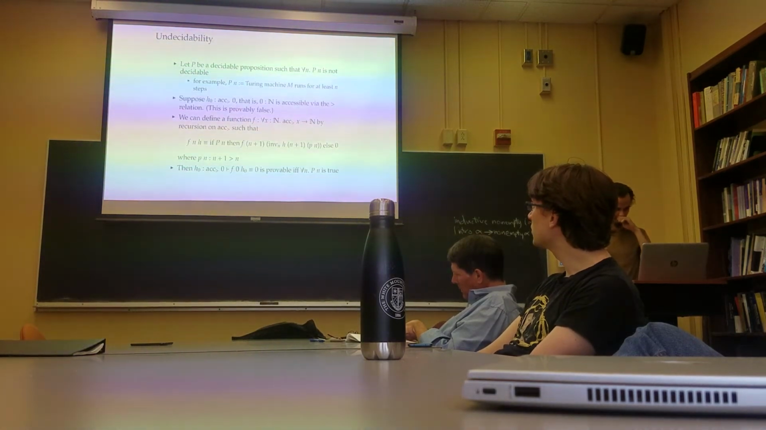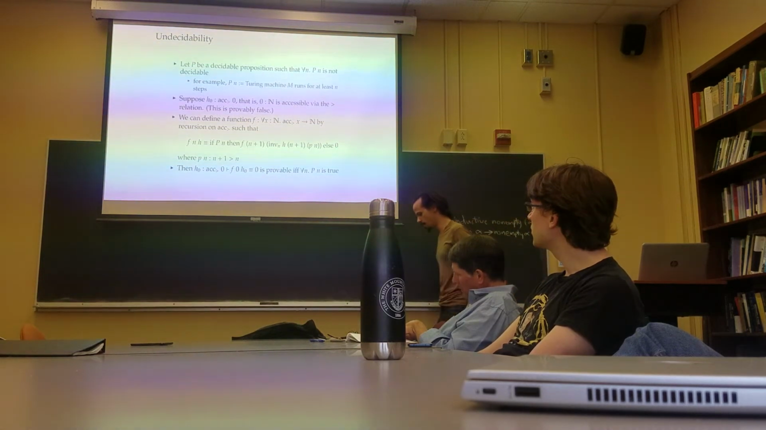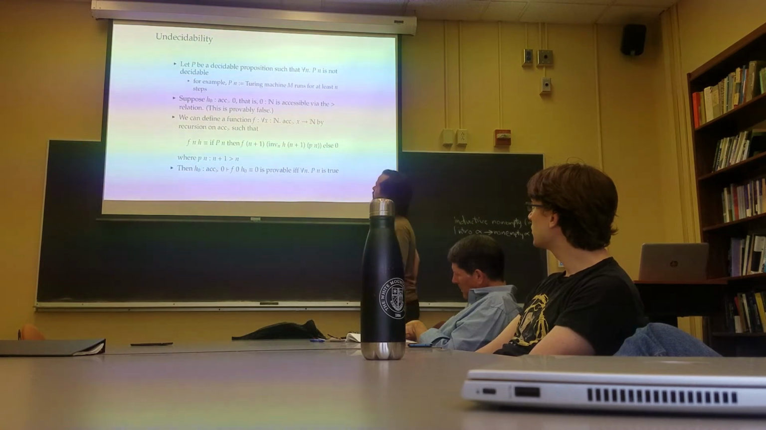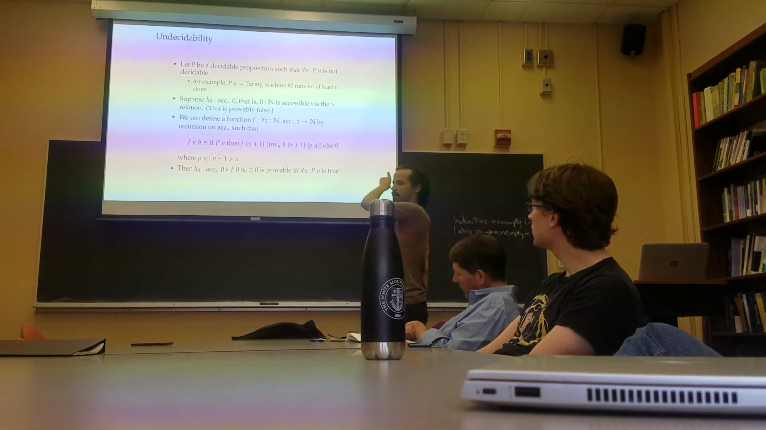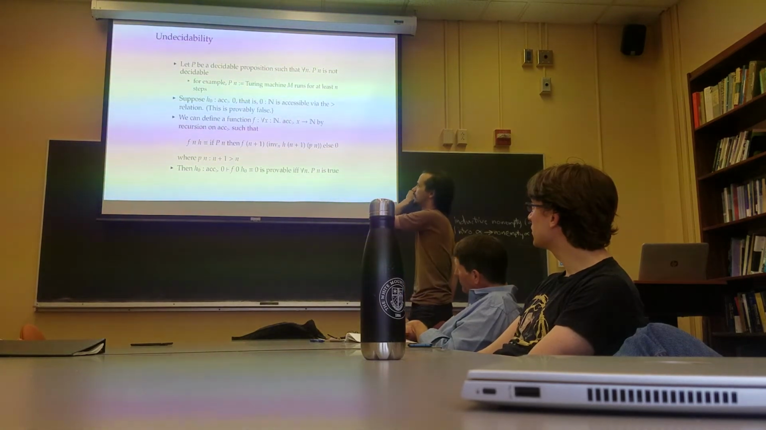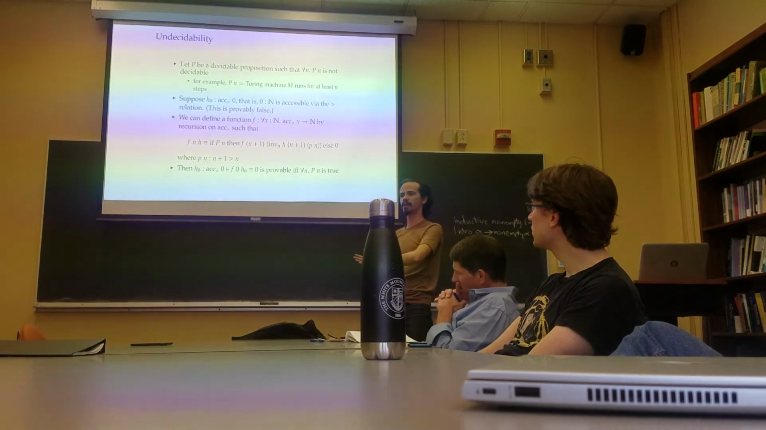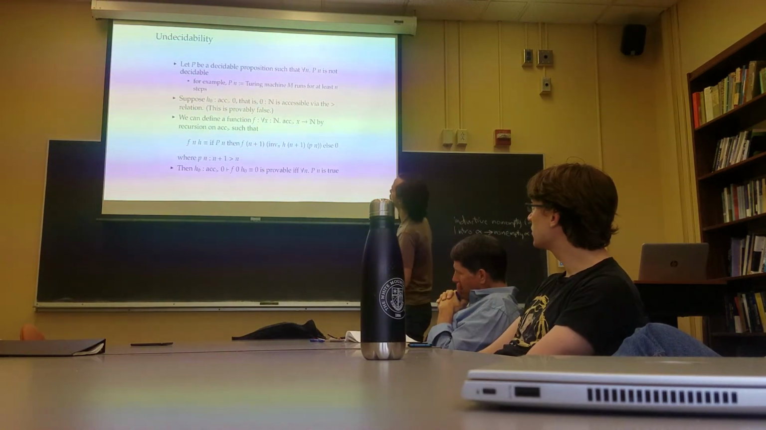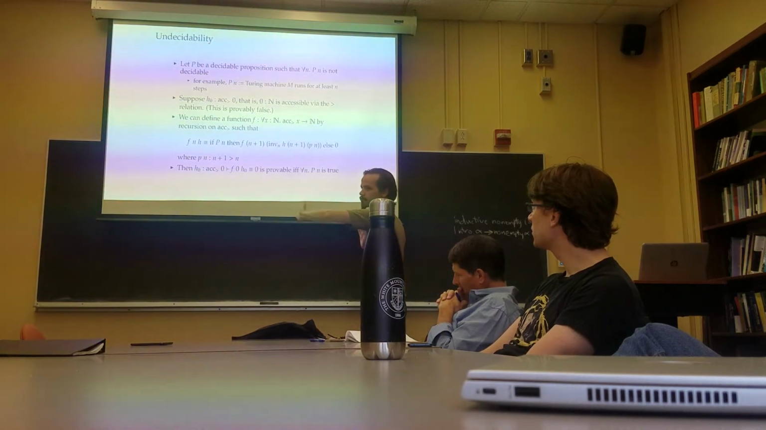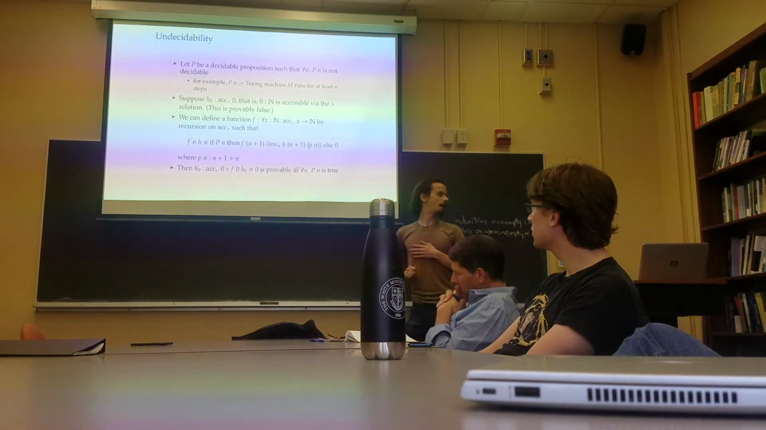Let me see if I can explain this. So let's suppose that we have a decidable proposition P, but for all n, P of n is not decidable. There are plenty of examples of this. Just like a Turing machine doesn't halt after n steps. You can decide whether it halts or not after n steps, but you can't decide whether that's true for all n, at least not for some choices of machine.